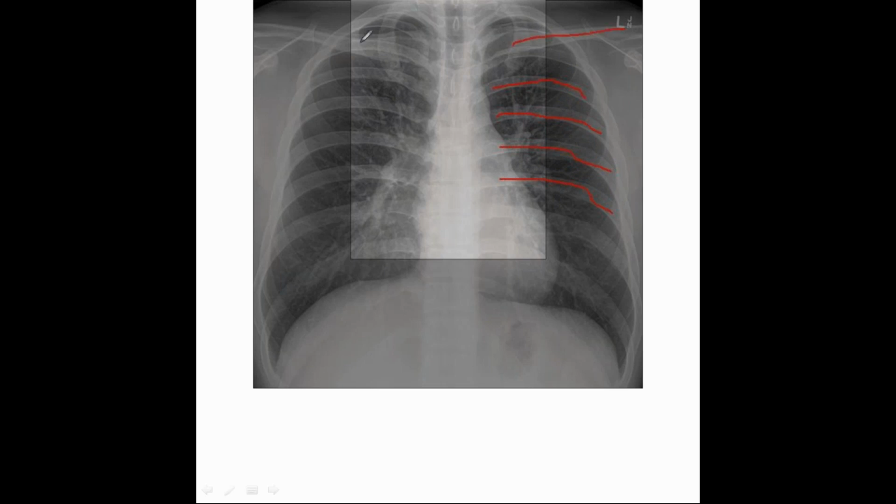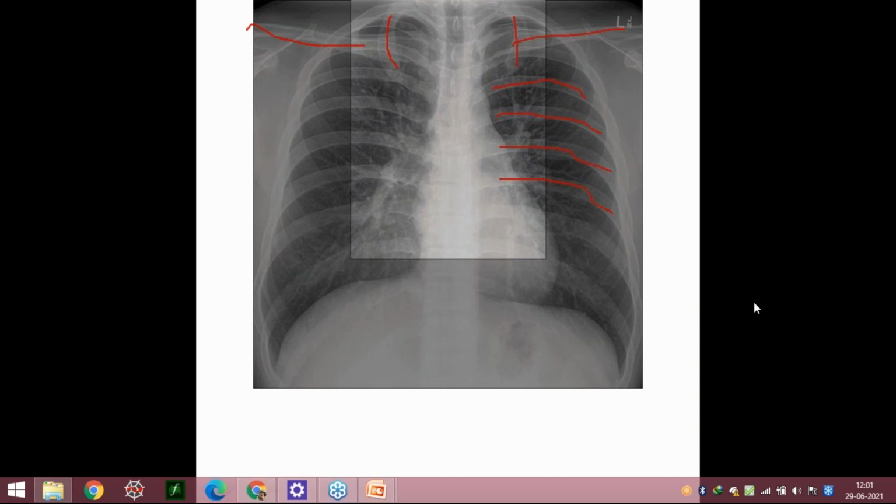This is the clavicle, and this is the first rib. So now we move on to the abnormalities.